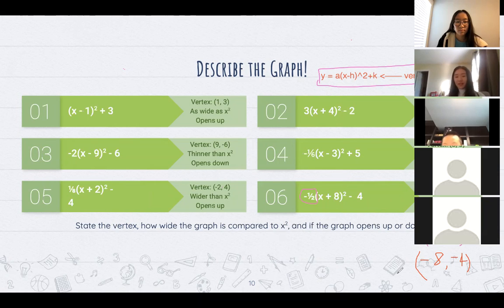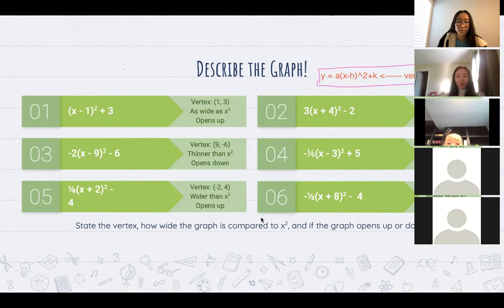Now let's do how wide the graph is compared to x squared. So if the number a, not thinking about the sign, just 1/2, if 1/2 is smaller than 1, then it's wider. If it's bigger, then it's skinnier. So is 1/2 smaller or bigger than 1? Like one whole. Yeah, just 1. It's smaller. So is it skinnier or wider? If 1/2 is bigger than 1, then it's skinnier. Okay, so it's wider. Yes, you're right. It's wider.